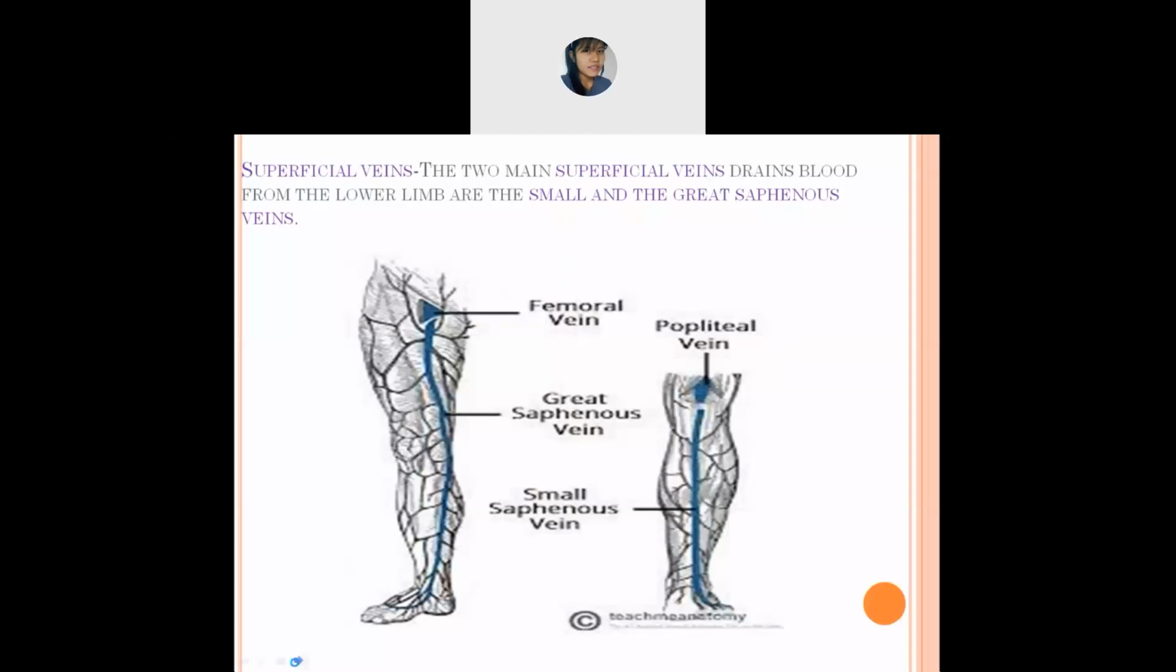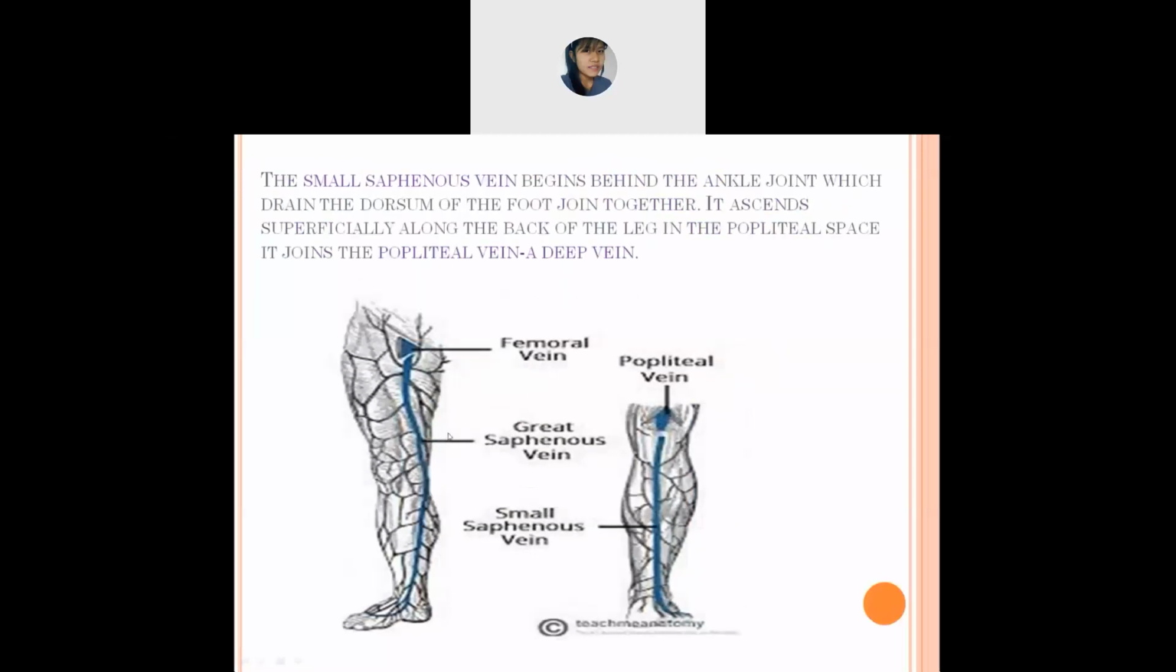Okay, so now let us see about the small saphenous vein. The small saphenous vein lies behind the ankle. This is the ankle, and they lie at the back of the ankle joint, which brings in the dorsum of the foot, and they join together. So this is the small saphenous vein, and they lie at the back side of the leg in the popliteal space.